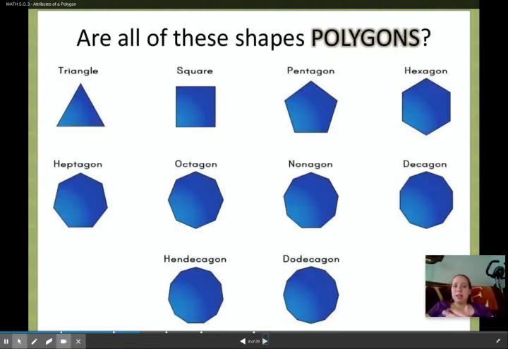Are all these shapes examples of polygons? Well, let's go ahead and look at them. These are all different types of polygons. So you can see that they have straight edges. There are at least three sides. There's no curves. There's no open spaces. It's all enclosed. So yes, these are all examples of polygons.